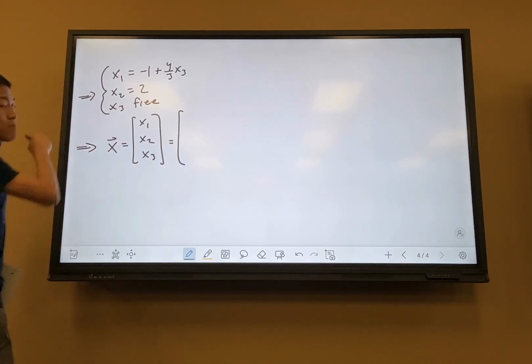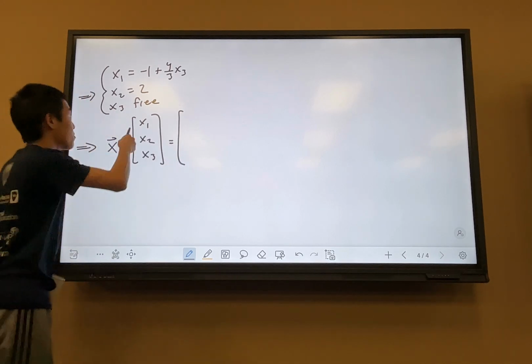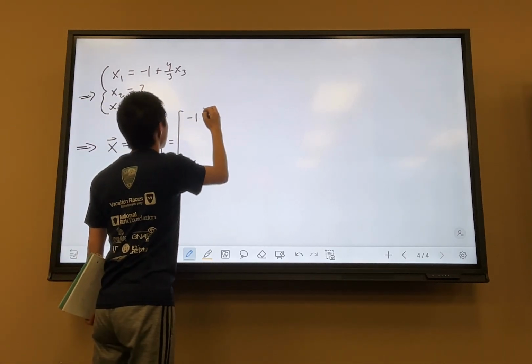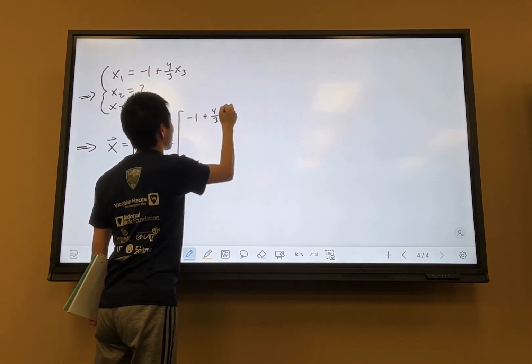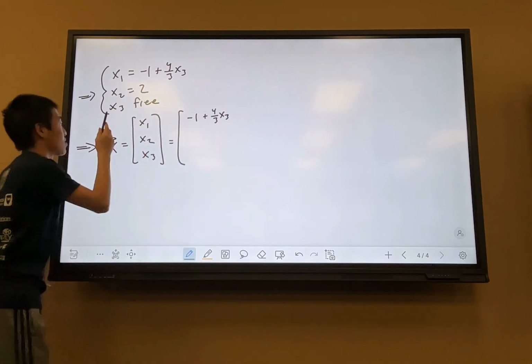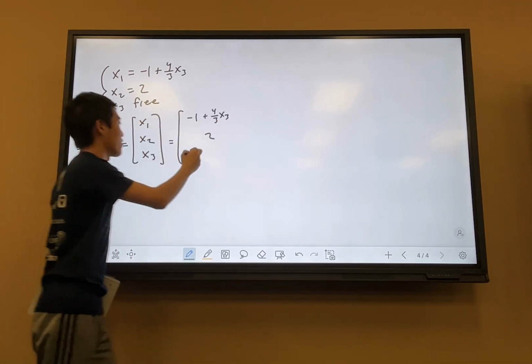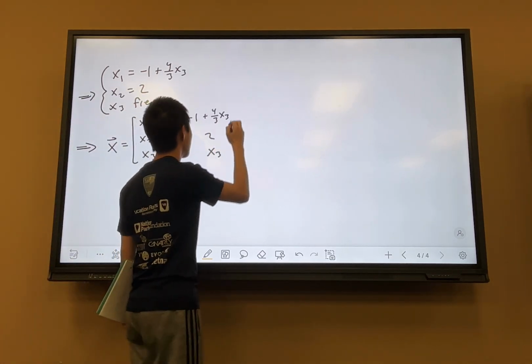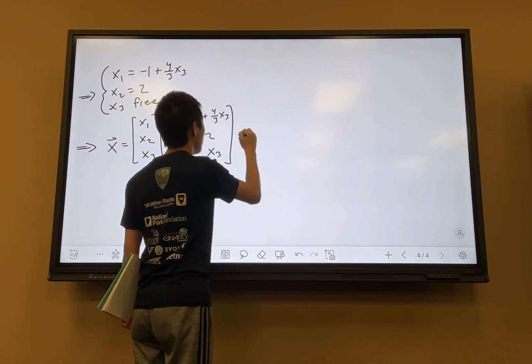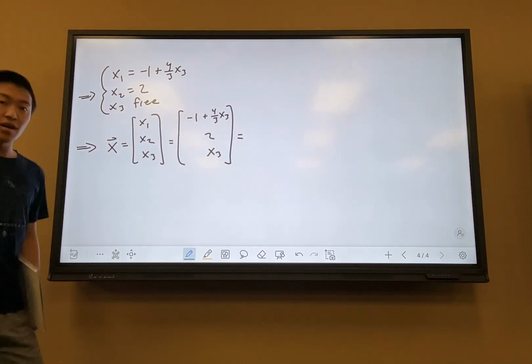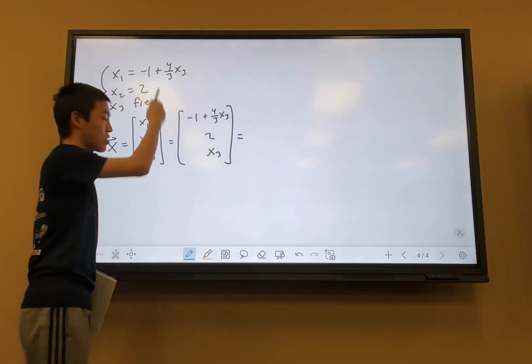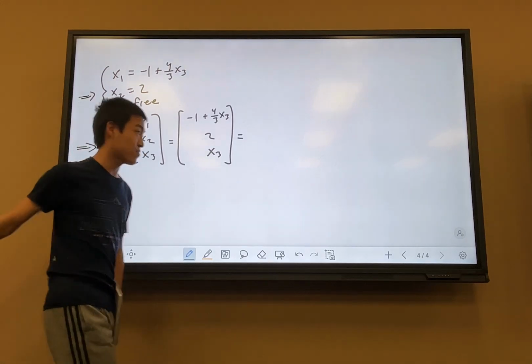Again, we did this in class, same routine. What's x1? I'm going to plug it in: minus 1 plus 4 thirds x3. What's x2? Well, x2 is the constant 2. And x3 is itself. Whenever you have a free variable, you just plug it in, standing in for itself. Then again, we want to sort out the terms, so all constants by themselves and all x3s by themselves.